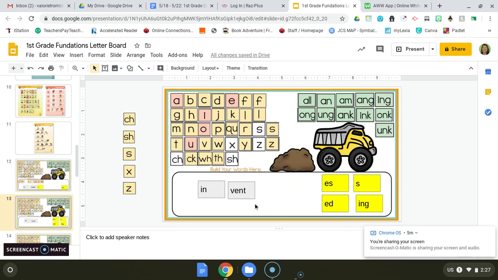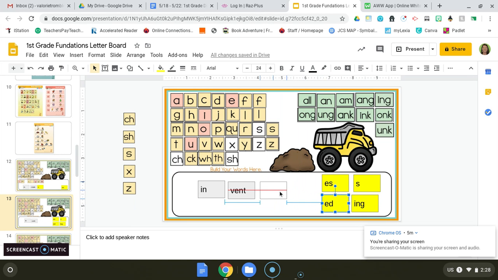And I can add many different suffixes to the end of this word. If I use ing, I am showing that the action is happening now. I am inventing a new product right now. If I use my ed suffix, I'm showing something that has already happened. I invented a new product yesterday. I can use any of these suffixes. I can also use the S to show invents.